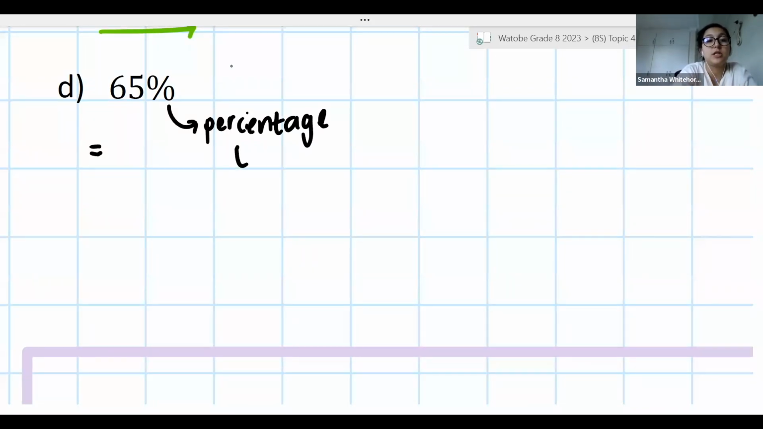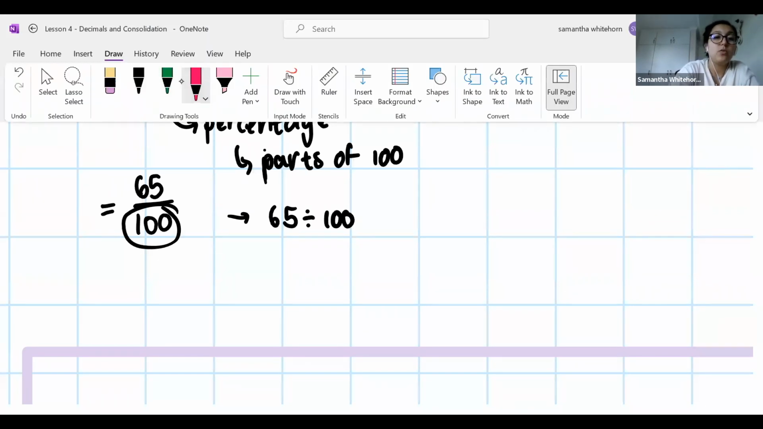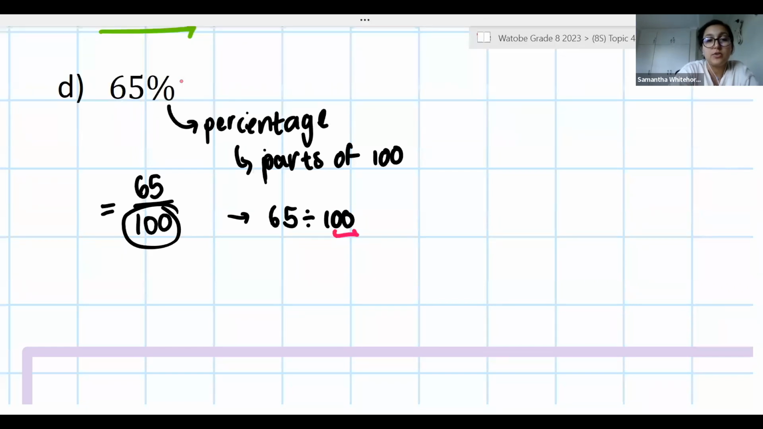That is what a percentage is. It's how many parts do we have out of 100. And so 65% is 65 parts out of 100. And now, because we understand what to do when we have a denominator of 100, all we need to do is take these two zeros and move my comma 2 places. It's very easy to convert a percentage to a decimal.